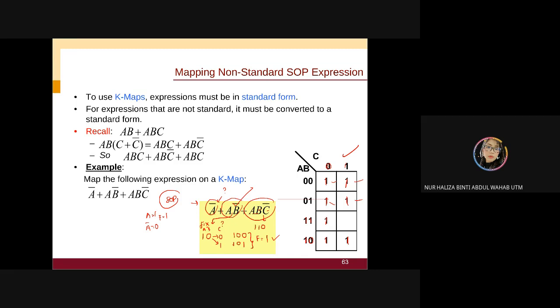So now you can see that it is very easy and very quick for you to map your K-map, although you are not given the standard version of SOP or POS.